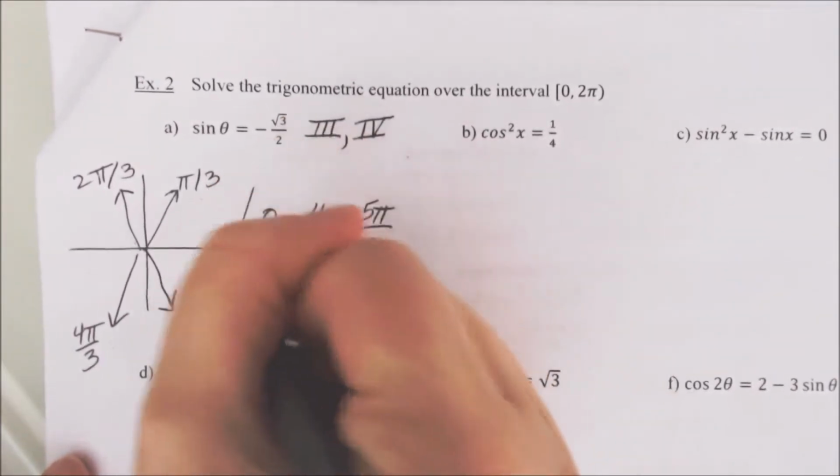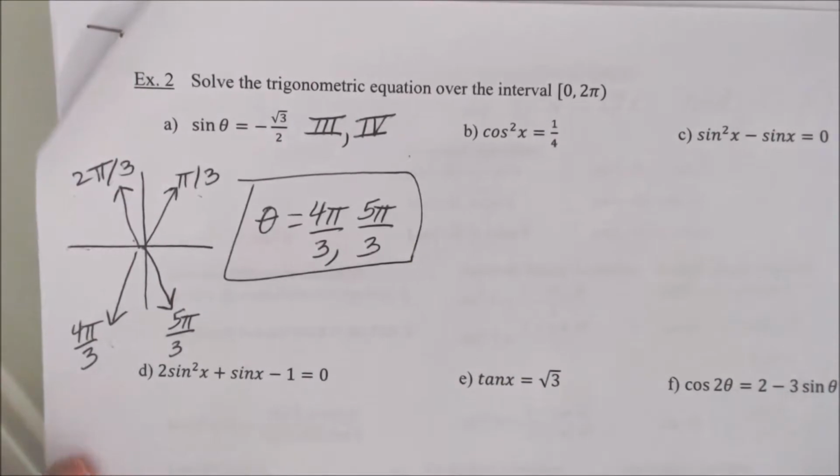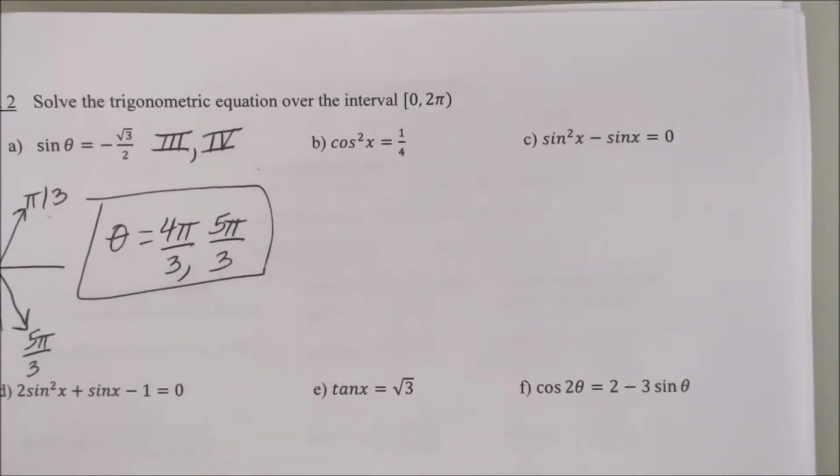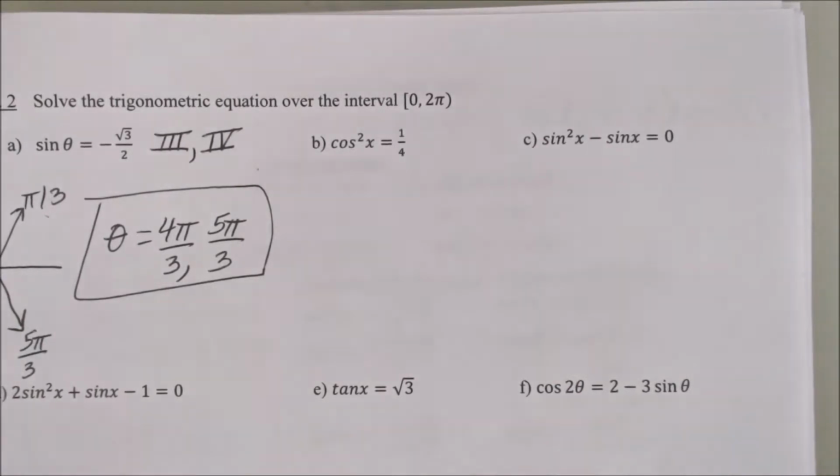A lot of times these will have more than one solution, and there you go. Let's look at the next one. This time we've got cosine squared x equals 1/4. First thing we need to do is get rid of that squared, right?